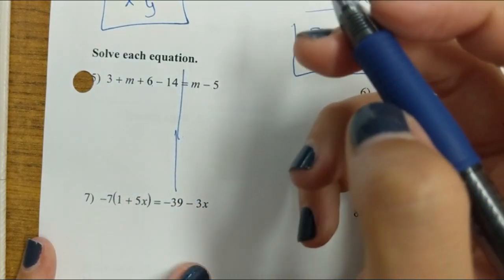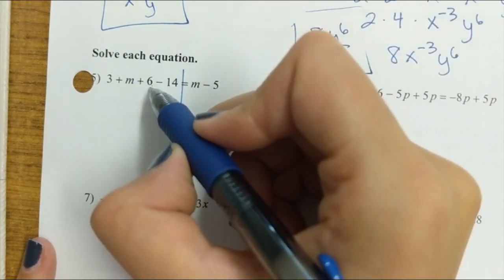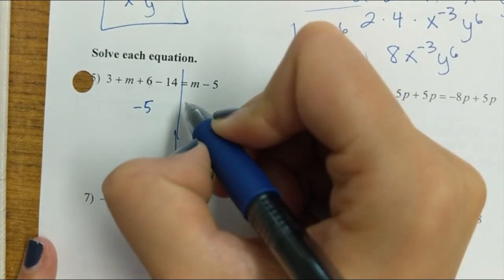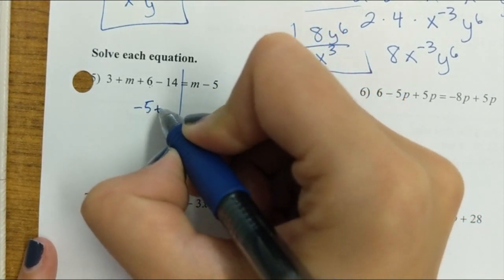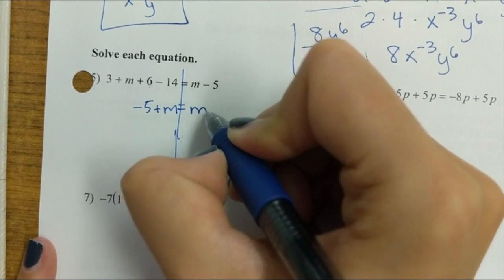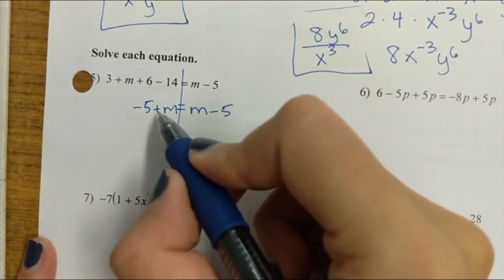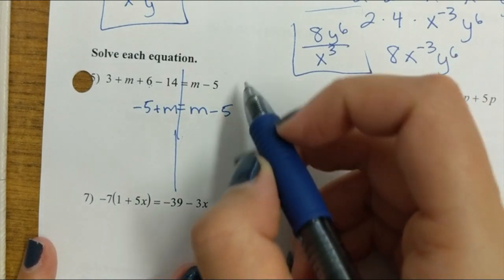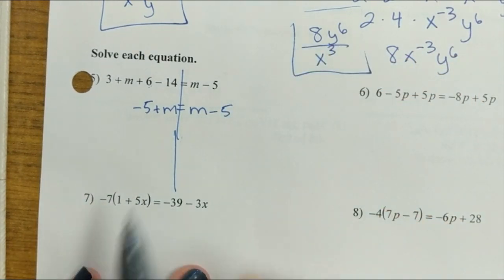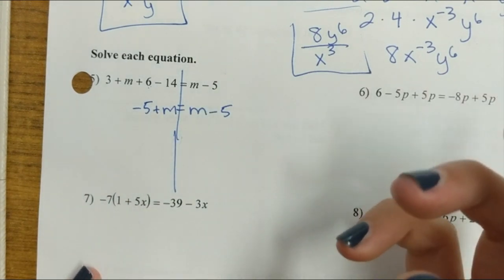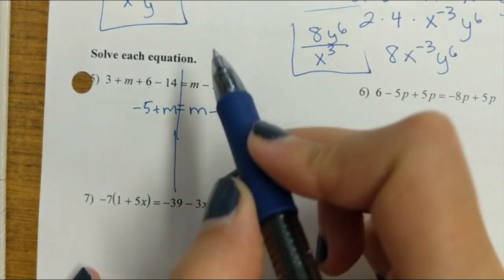3 plus 6 minus 14. 3 plus 6 is 9. Minus 14 is negative 5. Plus m. Plus m minus... Ooh, looks like we got the same thing on both sides. But before you just jump into saying, oh, it's no solution, oh, it's all real numbers, oh, it looks weird, I don't know what to do, just continue solving the problem.